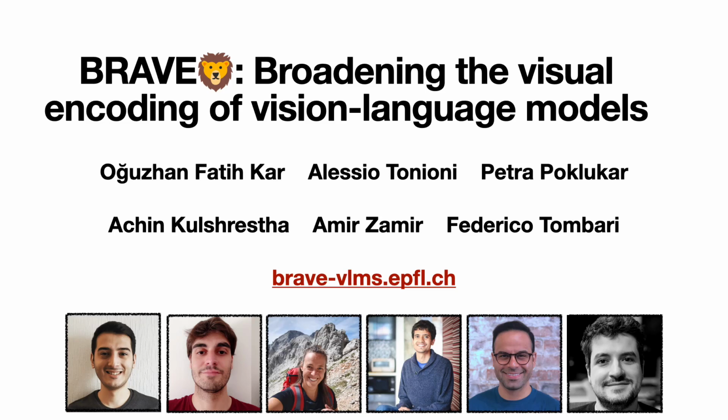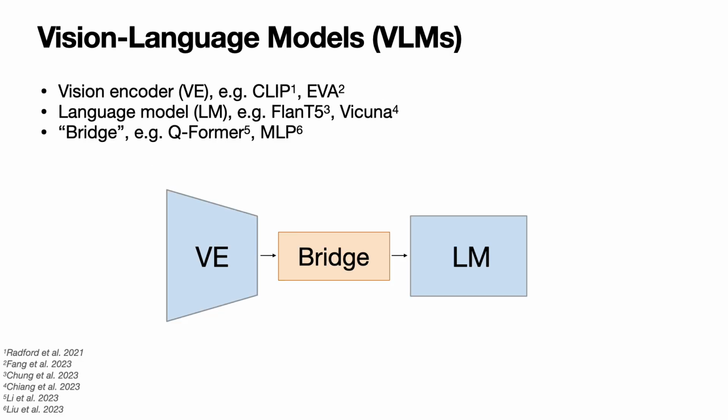This is an overview of our paper titled Brave, Broadening the Visual Encoding of Vision Language Models. Vision language models, or VLMs, are typically composed of a vision encoder and a language model which are connected by a bridge network.